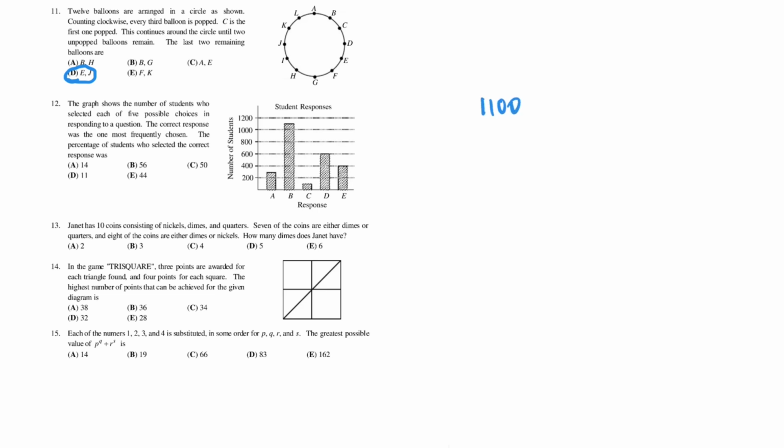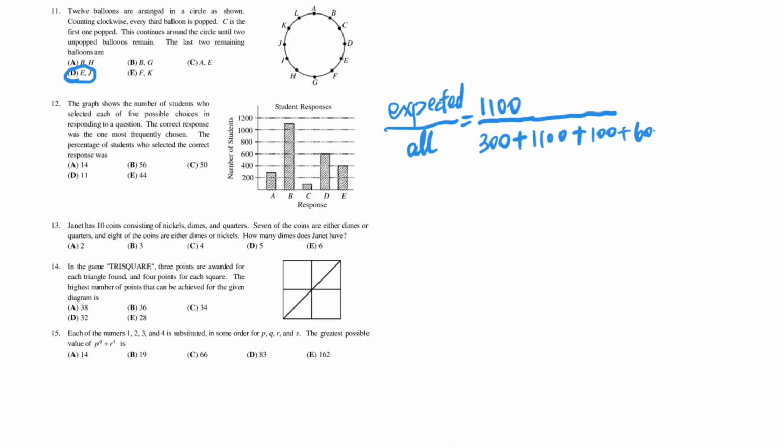We know that the percentage equals the expected over all. Our expected is those who chose the correct one. So that's 1100. We need to divide by all. What's the all? A is roughly 300, and B is 1100, C is 100, D is 600, and E is 400.